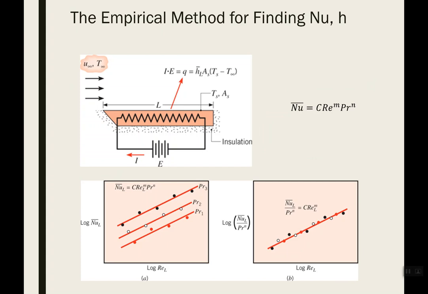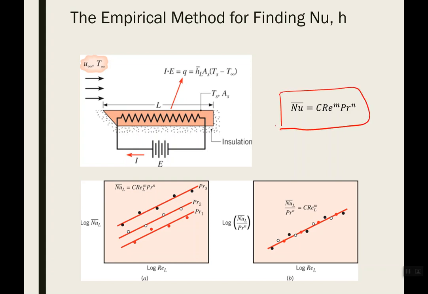So the empirical method for finding the Nusselt number is going to involve setting up some sort of experiment. So you're going to collect data, you're going to vary the flow, you're going to probably try different fluids that have different thermal properties, like different Prandtl numbers and different Reynolds numbers, different viscosities. So you'll do this experiment, and then you'll set up some kind of correlation that might look like this.